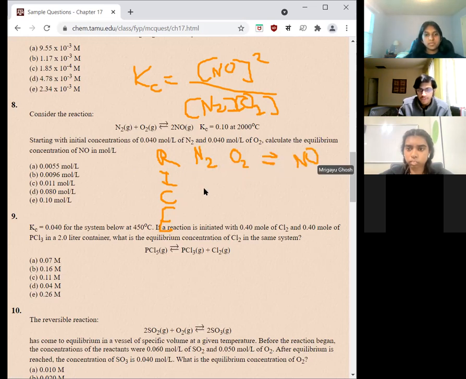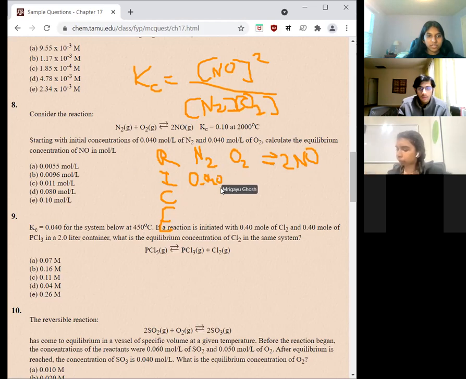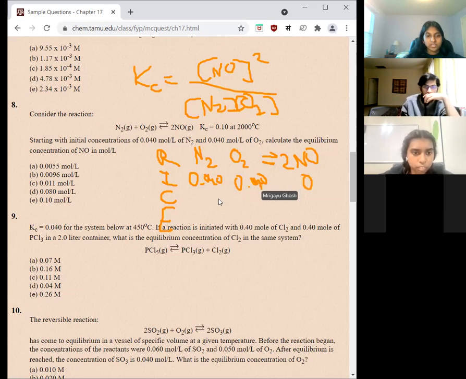Do I need to put the coefficient down here, or do I just put, I know? I think you put the coefficient, right? You put the coefficient. I'm pretty sure you put the coefficient. Yeah, you do. Okay. And then for initial, I'm assuming since they didn't tell us a value for NO, it's 0. Probably 0, yeah. So then the change.